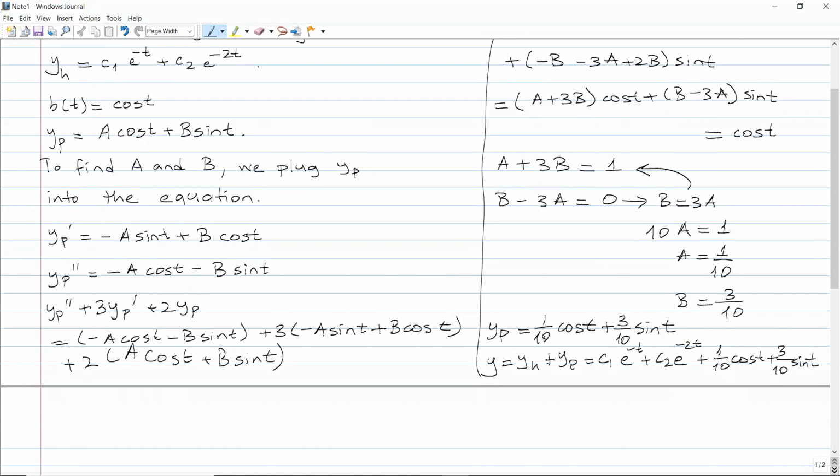Then, by considering the function b of t and its derivatives, we guess the general form of the particular solution. And then we take the derivatives of that form, plug it into the equation to find the constants, the coefficients. And then we form the general solution by taking the general solution of the homogeneous equation plus our particular solution.